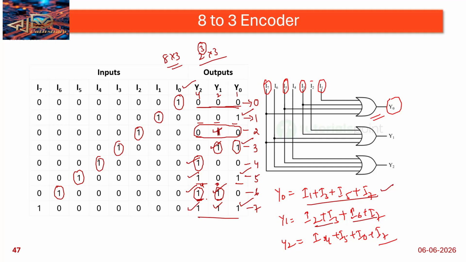So then we are connecting to one OR gate. What are the inputs to that OR gate? I1 plus I3 plus I5 plus I7. Okay, I1, I3, I5, I7 are connected to the first OR gate. And then to the second OR gate we are connecting I2, I3, I6, I7. That's it. Clear?